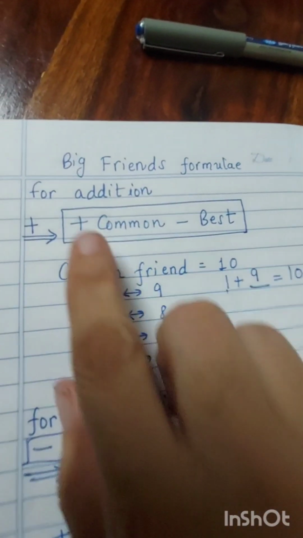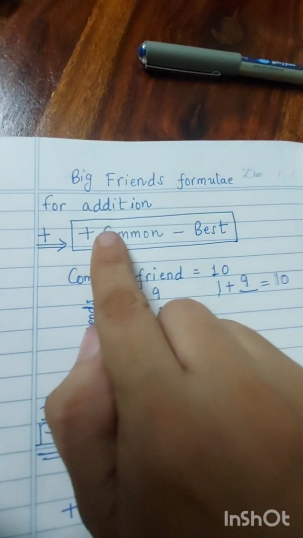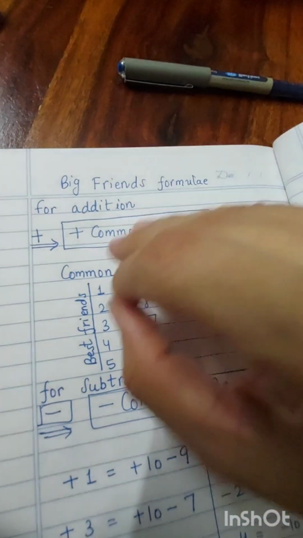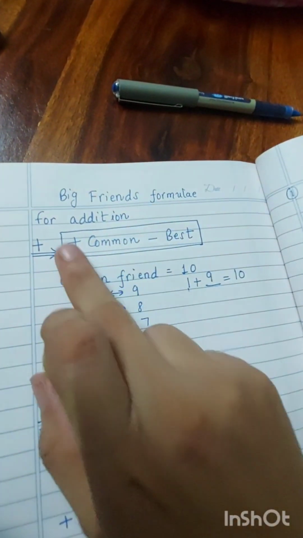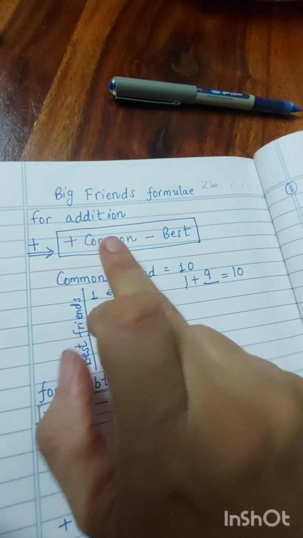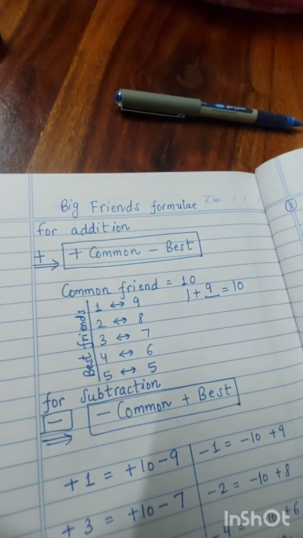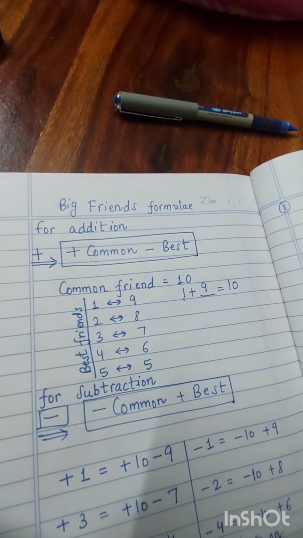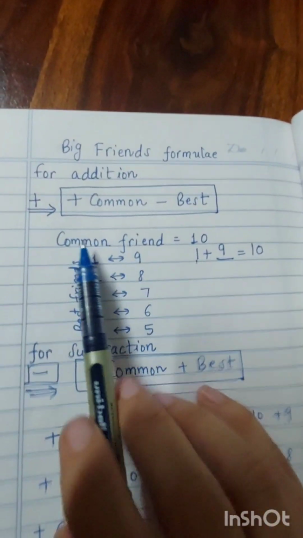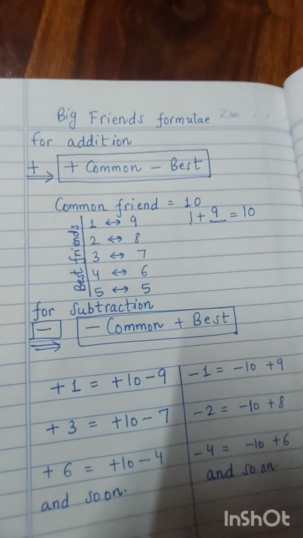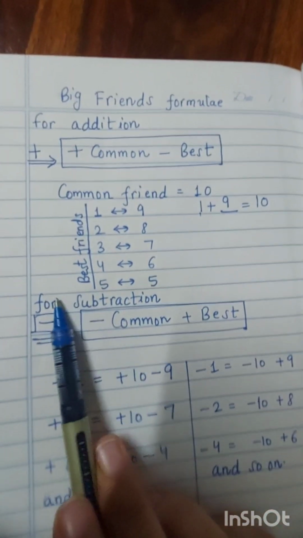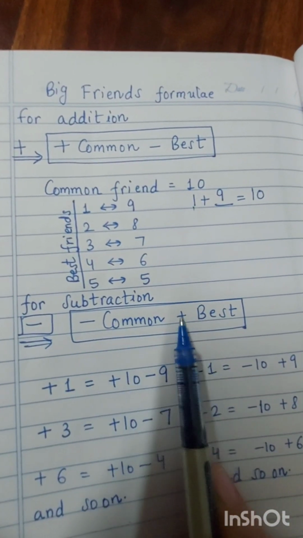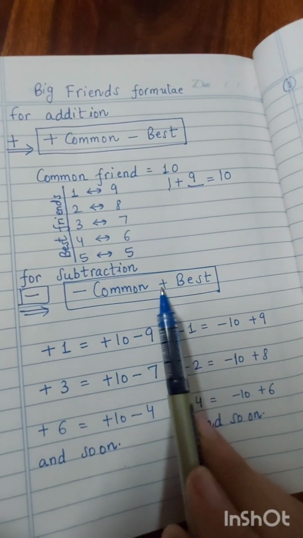So when we have to add any bead and we are left with no bead to add, then we use this. Then we take the help of friends, either small friends or big friends. If small friends are not available, then we move on to big friends. So we have done till here. For subtraction, what we do? Minus common friend plus best friend.